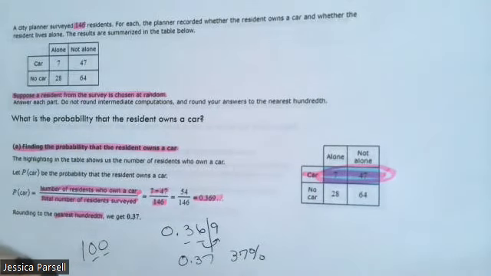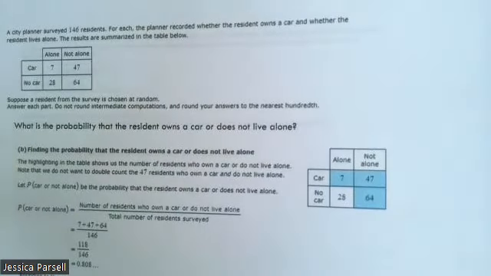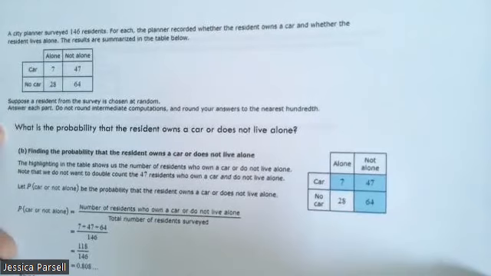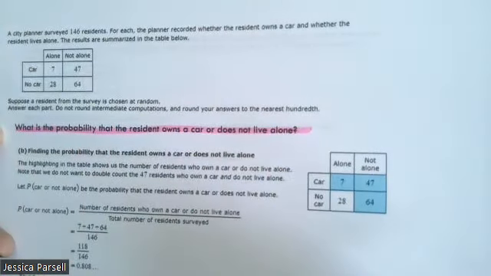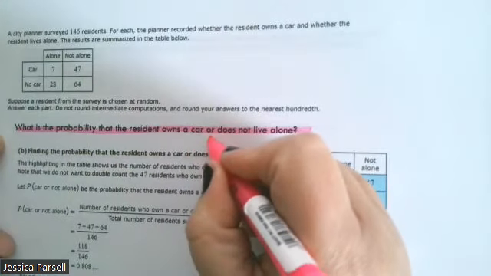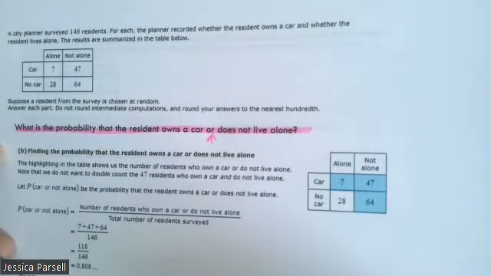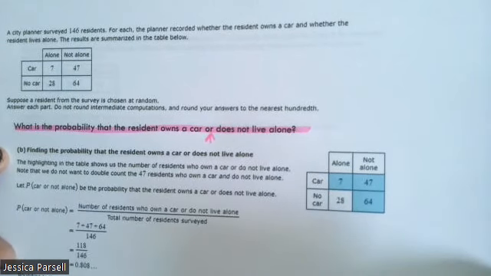Okay, let us try to look at a different one. Still the same residents, but now they're asking us, what's the probability that the resident owns a car or does not live alone? Okay, finding the probability that the resident owns a car or does not live alone.